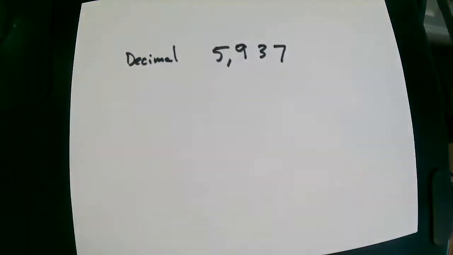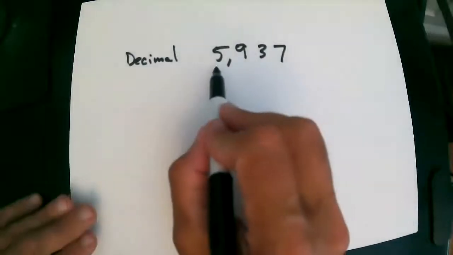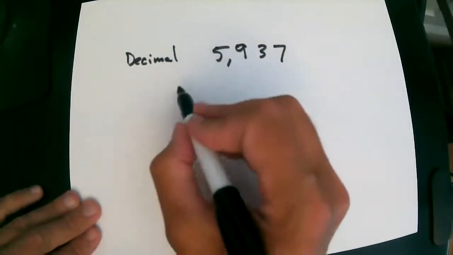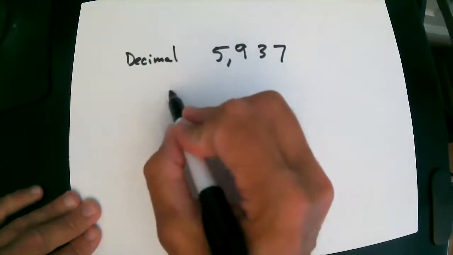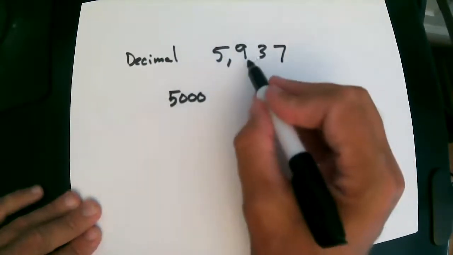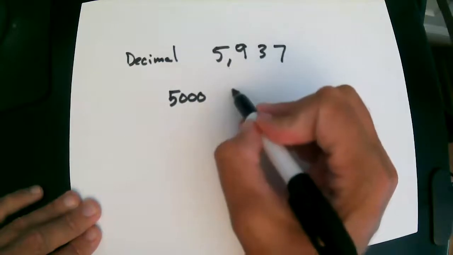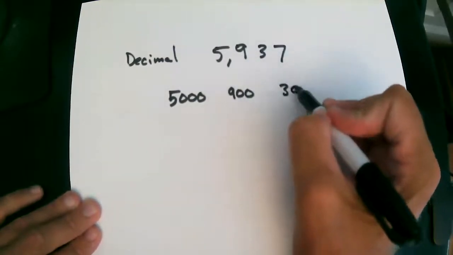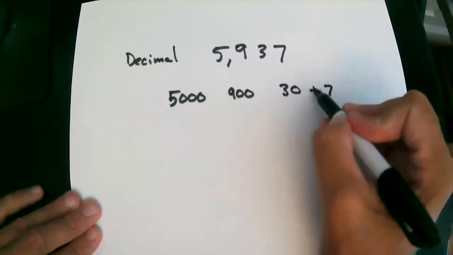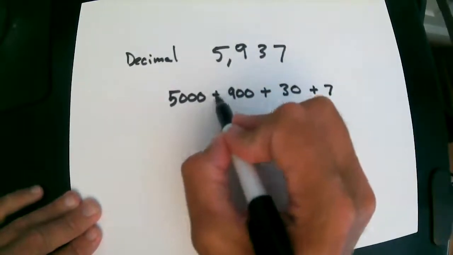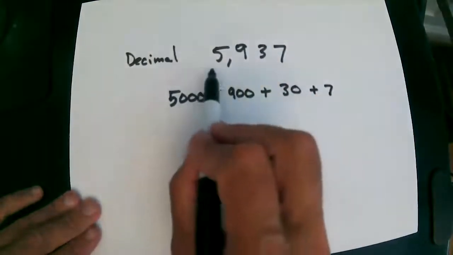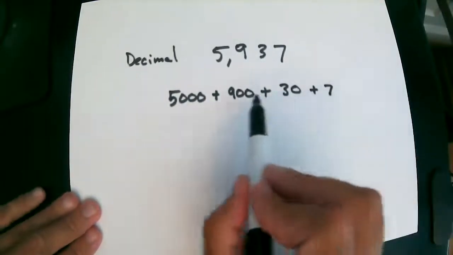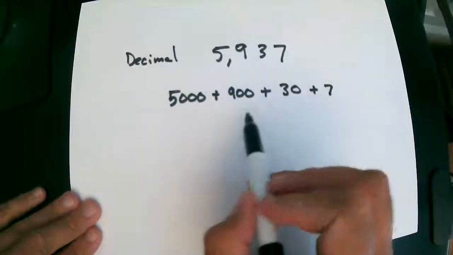When we look at that number, we know that this 5 here doesn't represent 5 things. It actually represents 5,000 things. And this 9 here actually is 900 things. And that 3 is 30 things. And then the 7 is 7 things. So I can take that decimal number and express it as a sum, because the place value is important here.